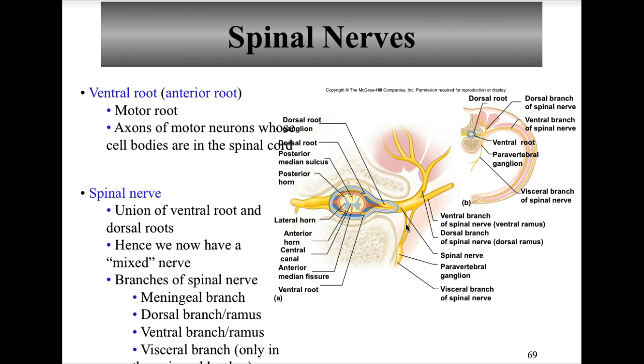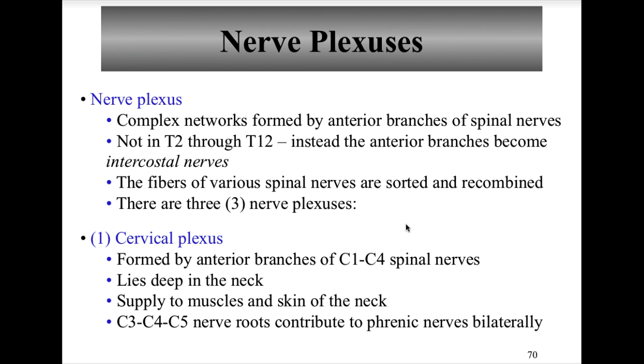So let's take a look at some of these spinal nerves. First, you have the nerve plexus. And the nerve plexus is defined as a branching network of the anterior branches of the ventral rami of spinal nerves. So the nerves do not extend directly to the body part they innervate. Instead, they are going to form networks. The fibers of various spinal nerves are sorted and recombined. There are 3 basic nerve plexuses.